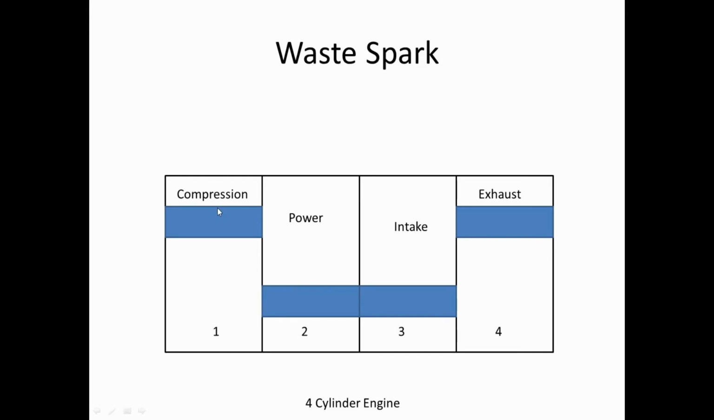So in this case, we have number 1 at compression, we have number 4 at exhaust. Both our pistons are up. We have number 2 in the power stroke and number 3 in the intake stroke. Both pistons are down. Now we're going to assume the firing order of this engine is 1, 3, 4, 2.